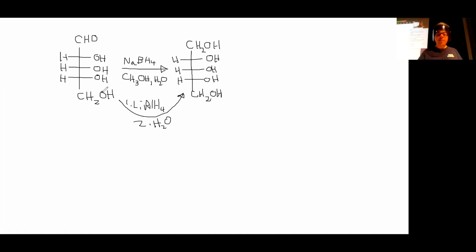Another way to do the same thing is with lithium aluminum hydride, which we discussed in chapter 9. You can write as a second step either water or H3O plus, it doesn't matter. We said that for the purposes of ketones and aldehydes, these two reagents are interchangeable. They both will reduce an aldehyde to a primary alcohol. That's not going to be the case for esters and carboxylic acids when we get to chapter 10. But for aldehydes and ketones, it doesn't matter which reagent you use.